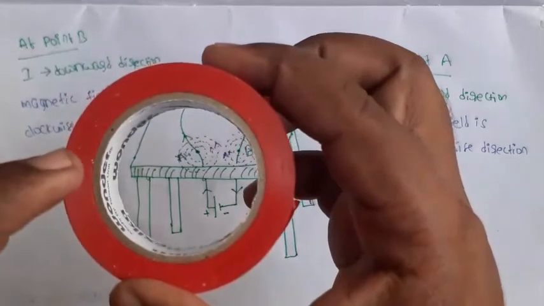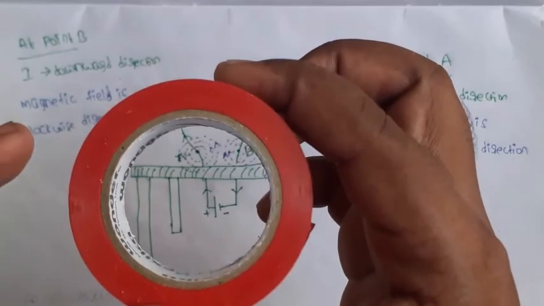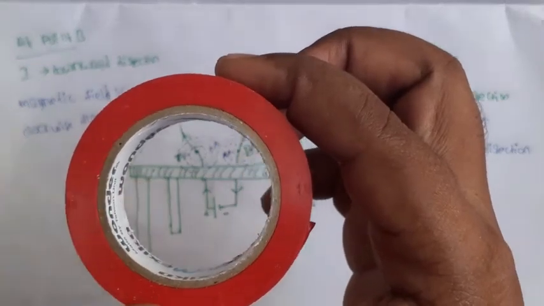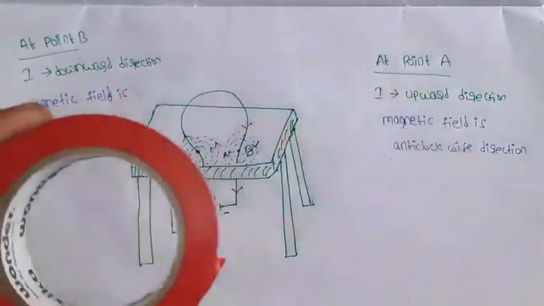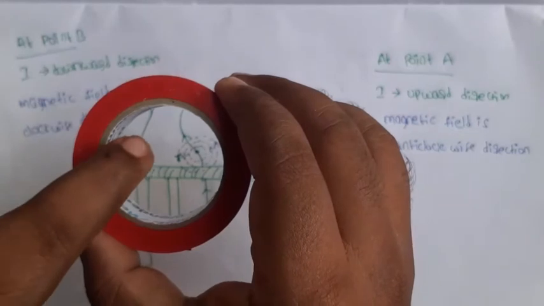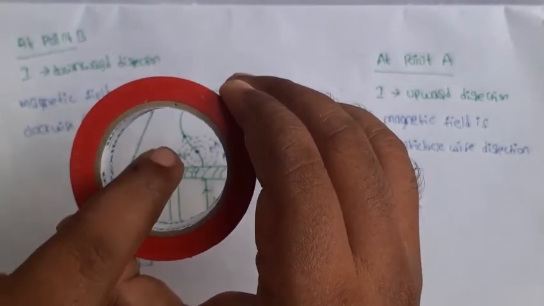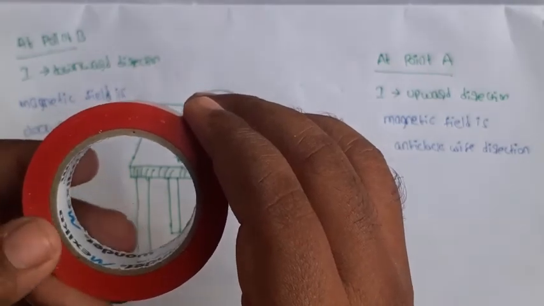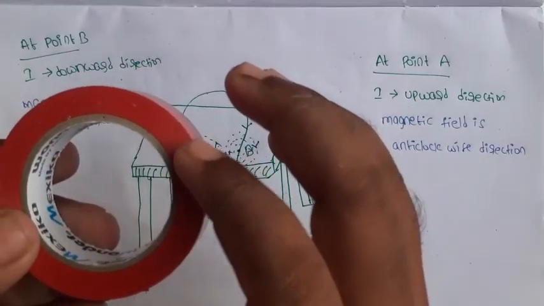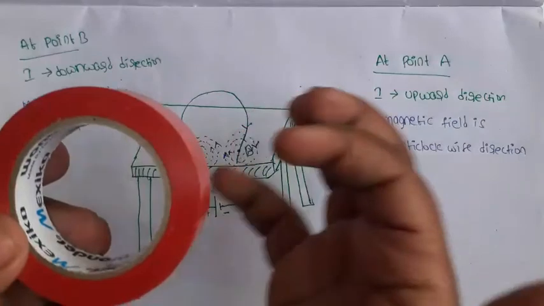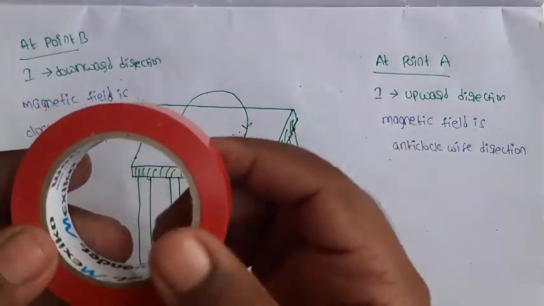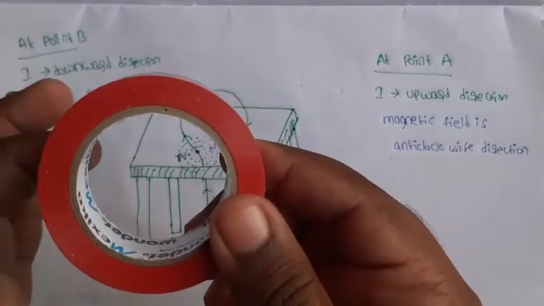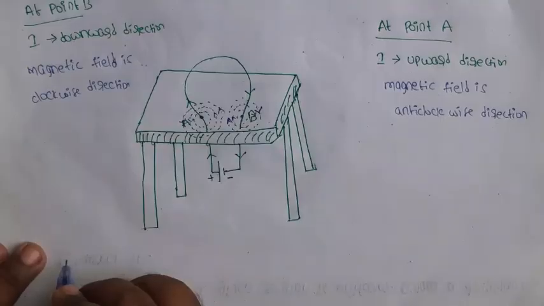At point A, what is the direction of the magnetic field lines? Anti-clockwise direction. Anti-clockwise direction means first of all coming from outside the loop, after entering. Here it is clockwise. This is the direction of the magnetic field. Here clockwise, here anti-clockwise. Okay.